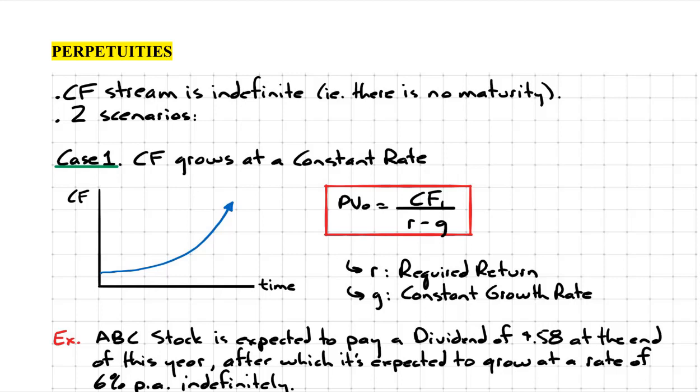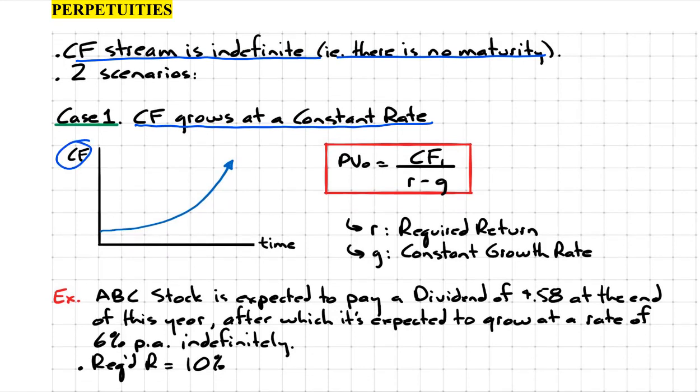Perpetuities. With a perpetuity, the cash flow stream is indefinite, meaning that they do not have a maturity. Now there's two scenarios we're going to look at for a perpetuity. In the first scenario, the cash flows grow at a constant rate. So if you look at a visual, here's what the cash flows would look like, and you could see that they're growing at a constant rate over time.